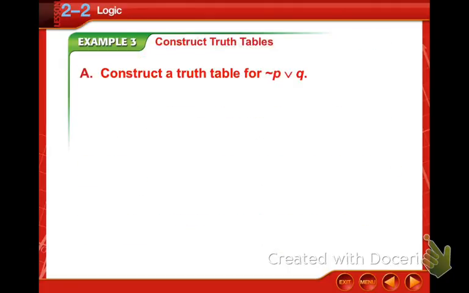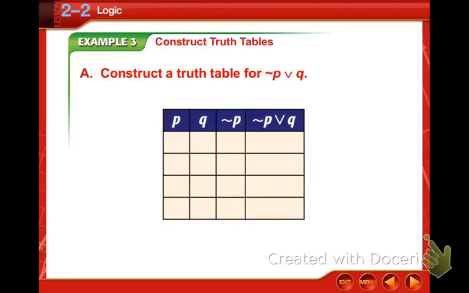So now we're looking at truth tables. Here I went ahead and made the table for us. The way this works is you want to add a column for each part of what you're looking at. So here we have P, or not P, or Q, right? So we have to have one for P, one for Q, one for not P, and one for the whole thing.